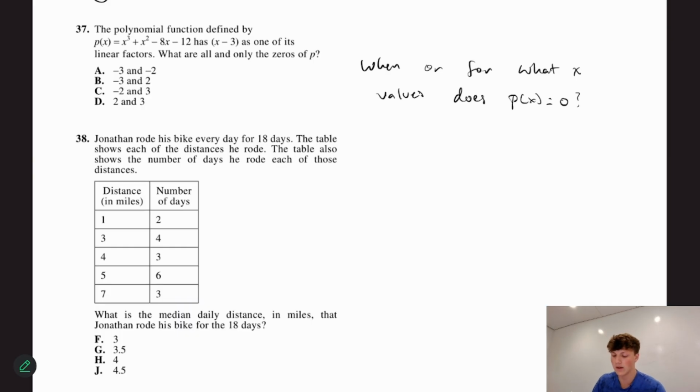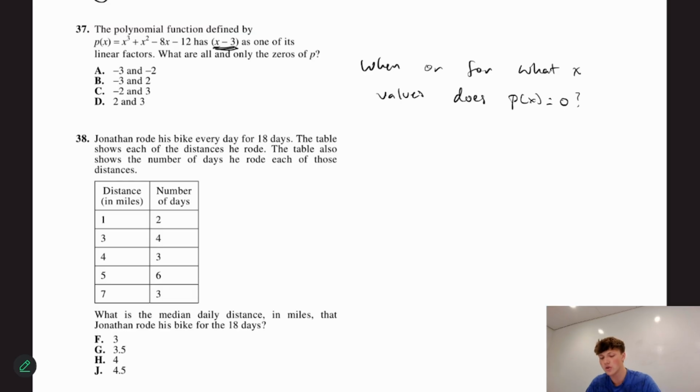Well, we also know that x minus 3 is one of its linear factors. A linear factor, or a factor, is basically any term that can be pulled out from a function. And when we say pulled out, we mean that its value, that term's value, equals 0. So it doesn't actually add anything to the function. P of x equals this thing times something else, okay?